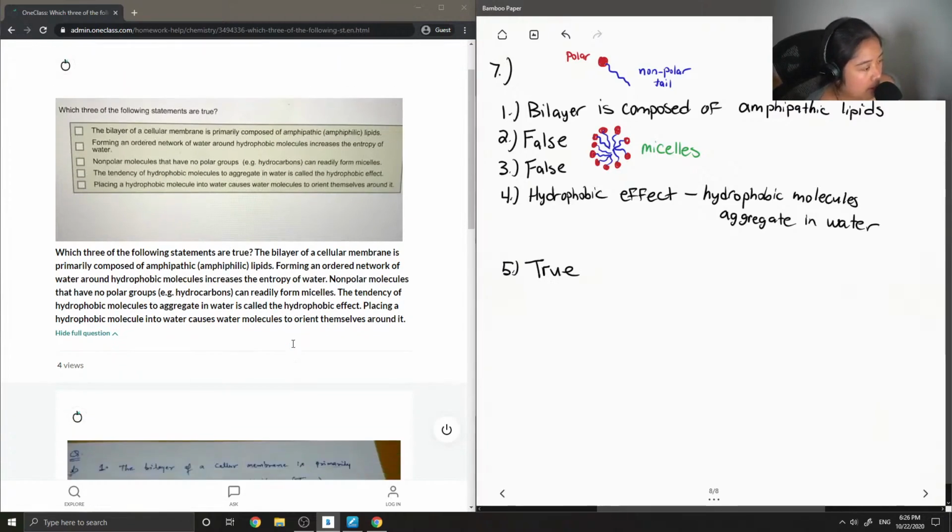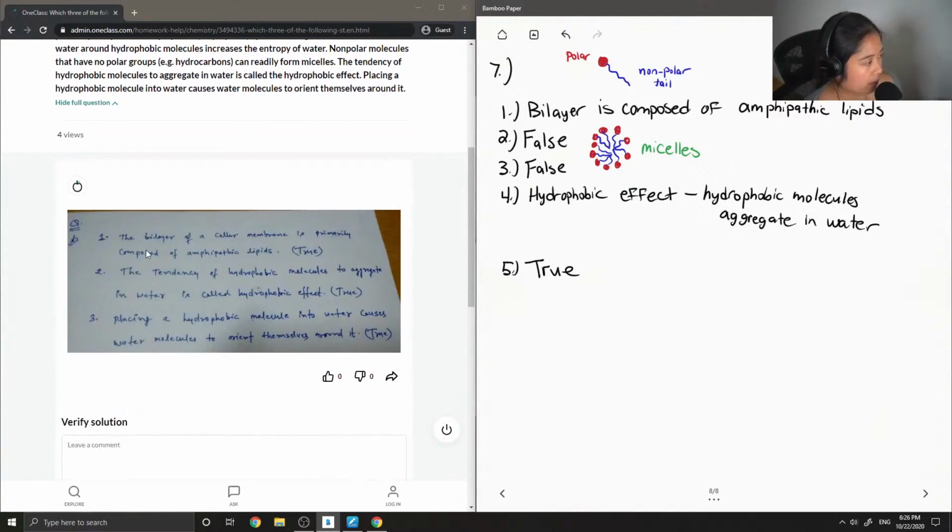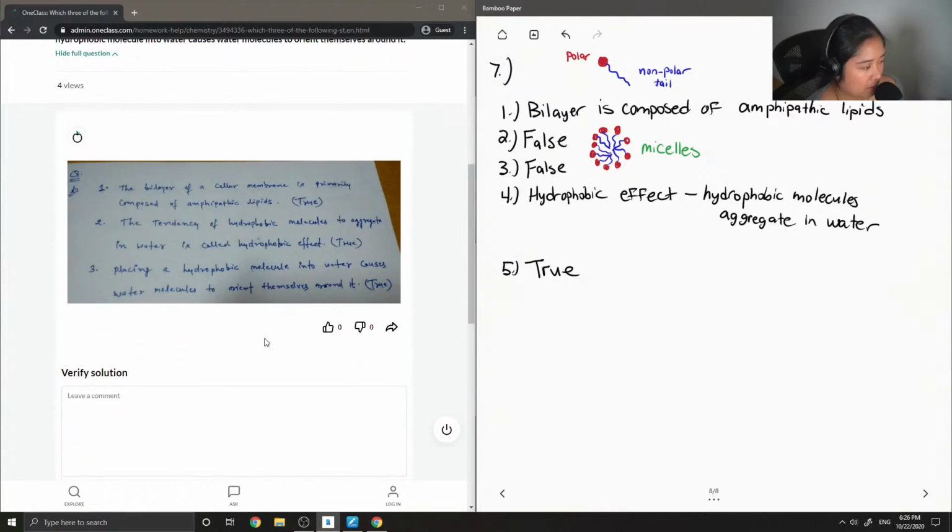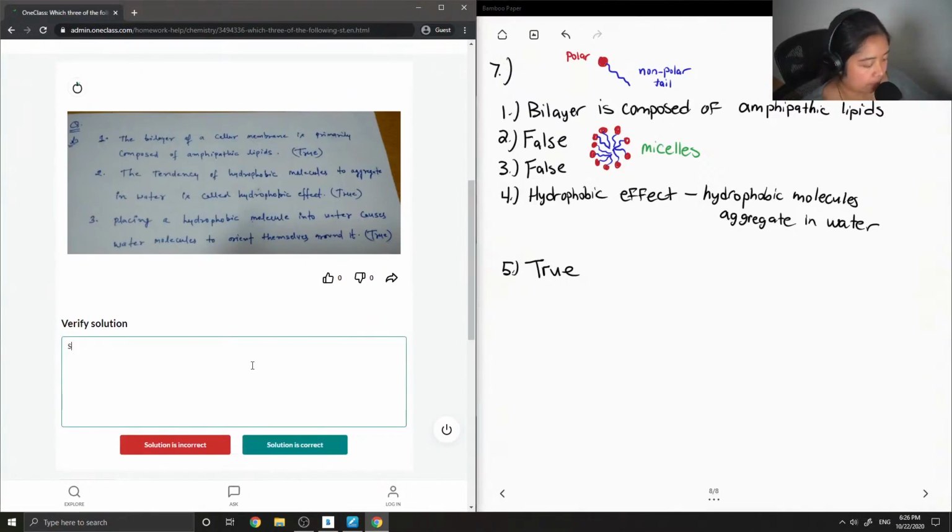Okay, so let's look at the answer from our junior tutor. The bilayer of a cellular membrane is primarily composed of amphipathic lipids. The tendency of hydrophobic molecules to aggregate in water is called the hydrophobic effect. Then lastly, placing a hydrophobic molecule into water causes water molecules to orient themselves around it. So solution is correct.